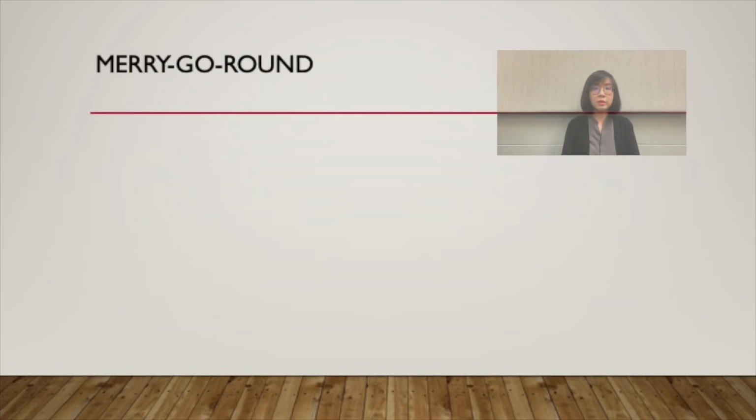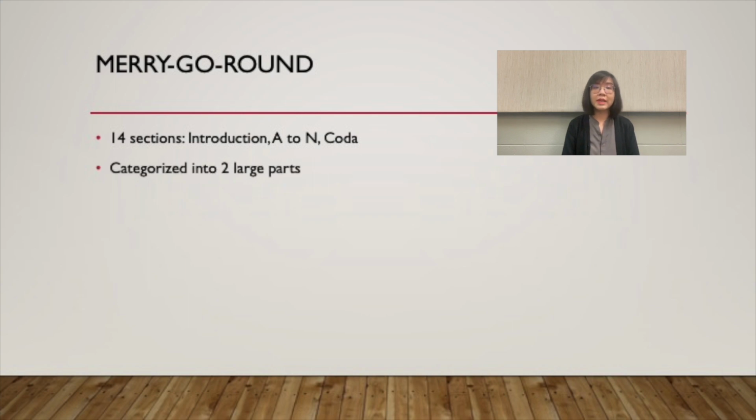Hi, I'm Li Hui. Today, let's take a look at the piece Merry-Go-Round from Howl's Moving Castle by Hisaishi, composed for solo piano in his original edition of Ghibli Best Stories. This piece is divided into 14 sections, labeled from A to N, plus a short introduction and a coda by the composer himself. This piece can also be categorized into two large parts.